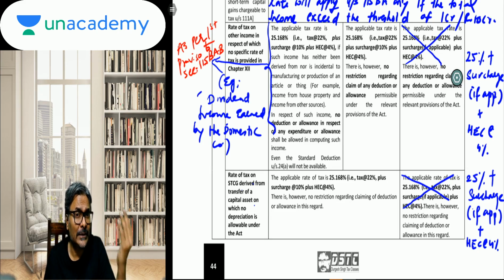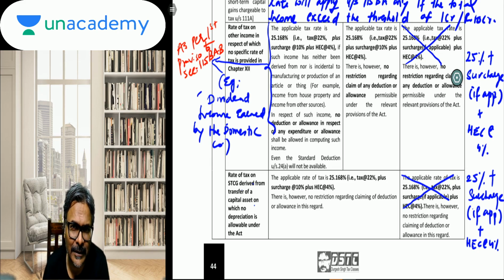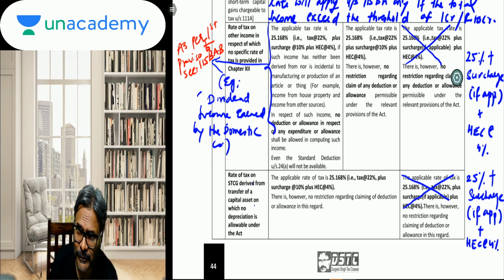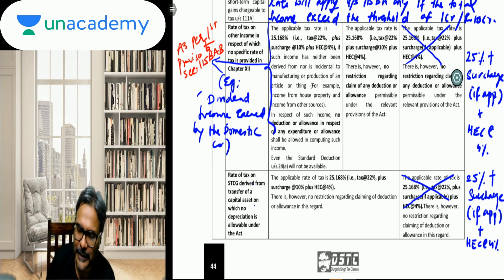You need to ask a question: do we have for those income any special rate of tax? And if we don't have any special rate of tax for those income, again I'm repeating which kind of income I'm talking about, the income which is neither from the manufacturing activity nor incidental to the manufacturing activity, then in respect of those income, students, the applicable tax rate would be 25.168% flat, irrespective of the total income.